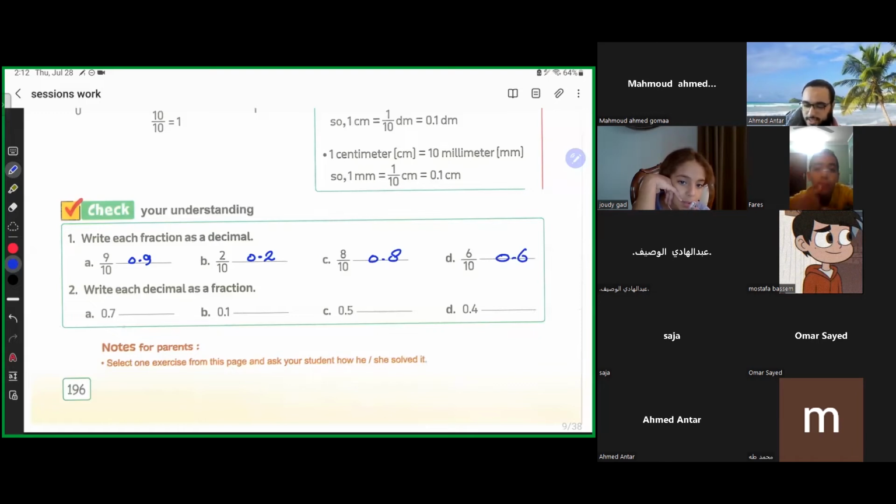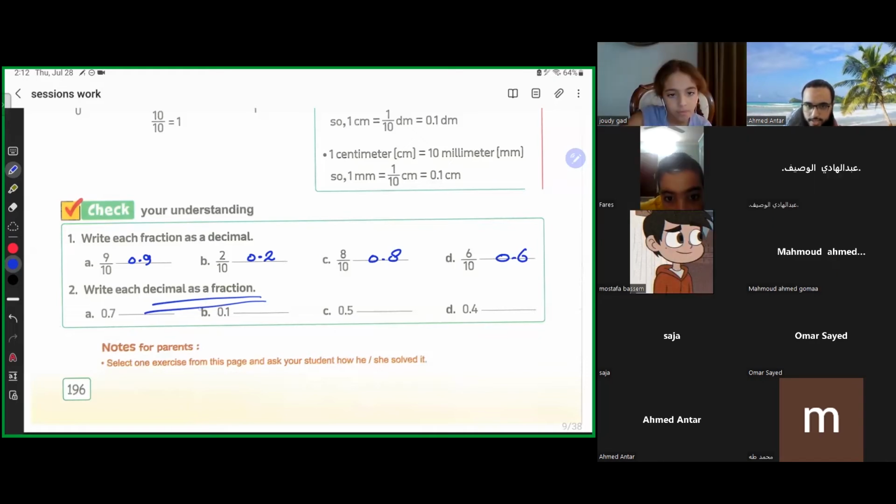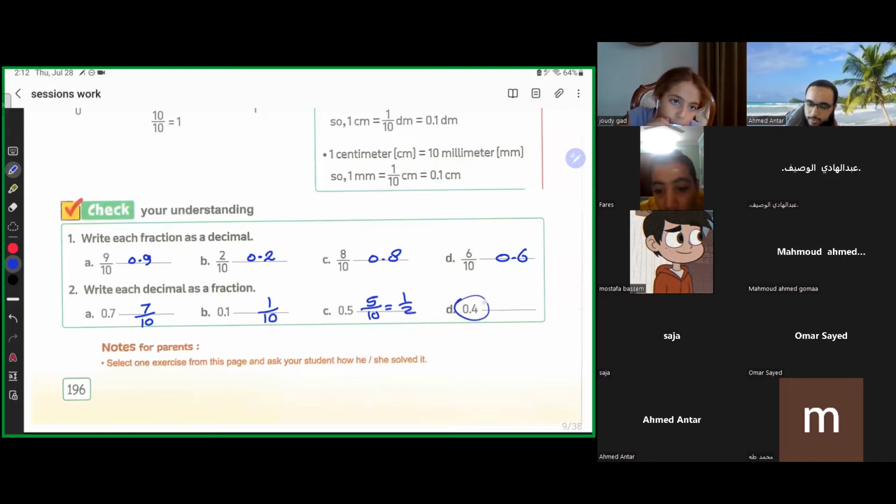Faris, in this question, he needs me to write it as what? As a fraction. So 0.7 as a fraction equals what? 7/10. Very excellent. Then 0.1 is 1/10. 0.5 is 5/10, which equals half, right? And 0.4 is 4/10. Very good.